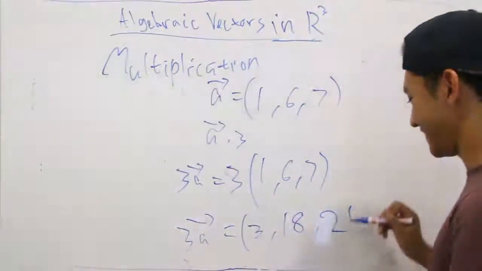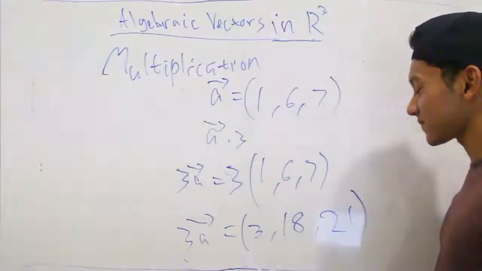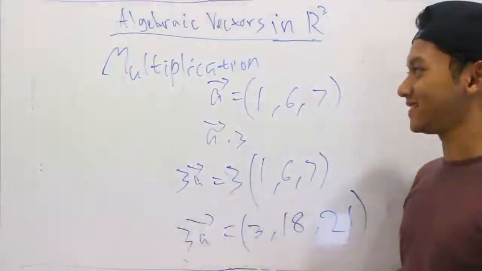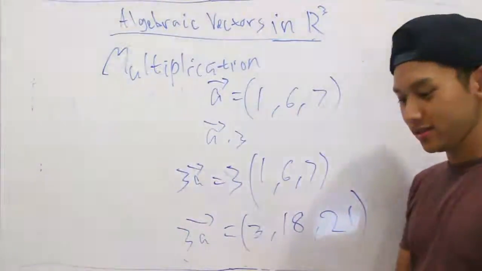Not 9 plus 10, okay? 3 times 7 is 21. And that's basically it. That's the multiplication of vectors in 3 dimensions.